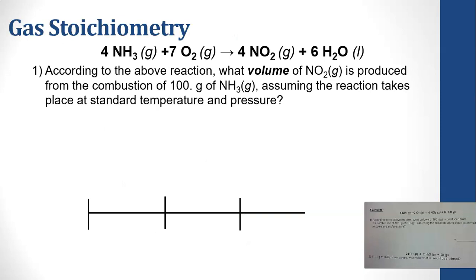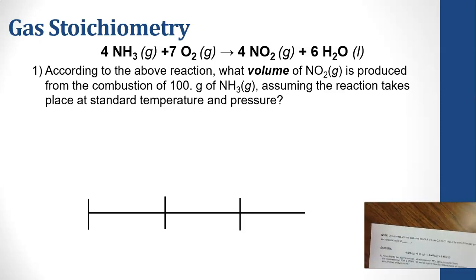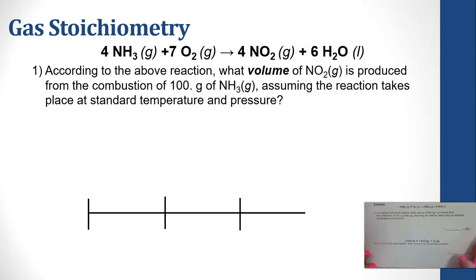So according to the above reaction, this is number 1 down here, what volume of nitrogen dioxide gas is produced from the combustion of 100 grams of ammonia gas, assuming that the reaction takes place at standard temperature and pressure, which I told you that they all would. So we're going to box the given and circle the unknown. The unknown is volume of NO2, and I box my given. My given is 100 grams of ammonia.